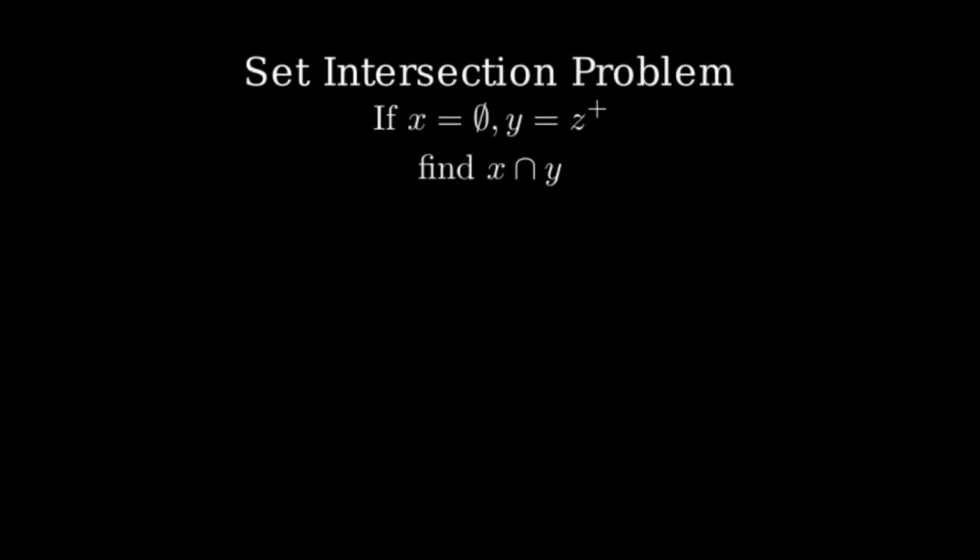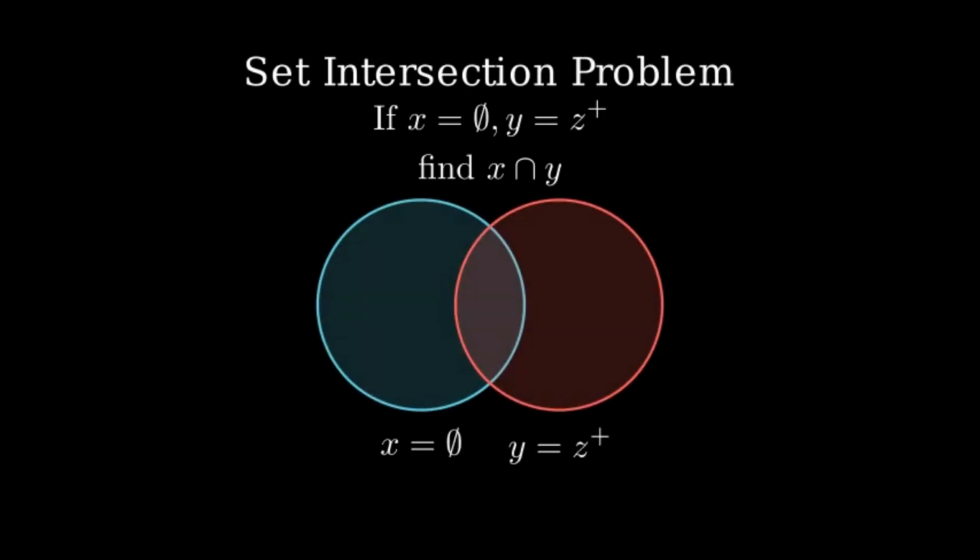Let's solve this problem involving set intersection. We need to find the intersection of X and Y, where X is the empty set, and Y is Z plus, the set of positive integers. Let's visualize these sets. First, we have set X, which is the empty set.